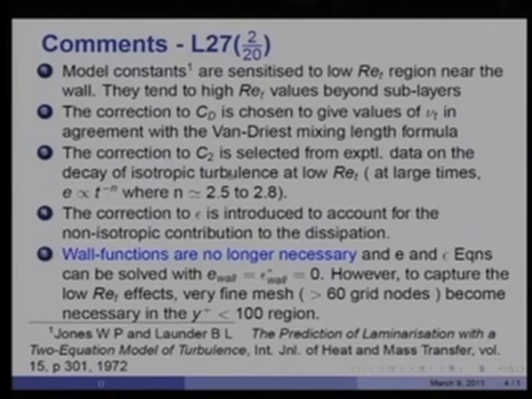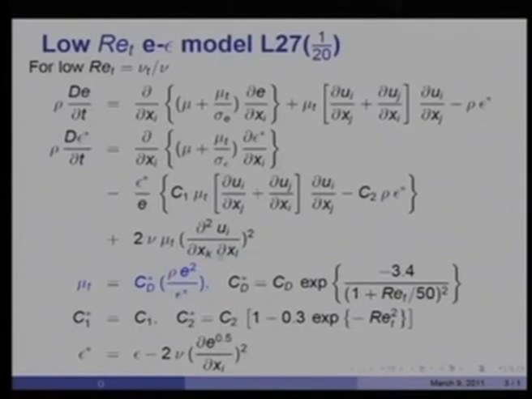Now, in the early part at small times, the kinetic energy decays again as T raised to minus n, but n would be of the order of 1.1 to 1.2, but at large times it becomes 2.5 to 2.8. C2 is again determined exactly from the same procedure as before, but the value of C2 is corrected as shown here. It is sensitized to turbulence Reynolds number.